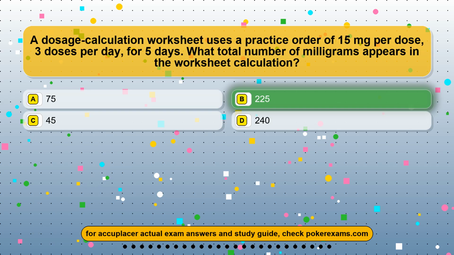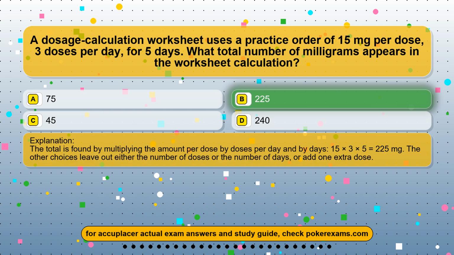The correct answer is option B, 225. The total is found by multiplying the amount per dose by doses per day and by days. 15 times 3 times 5 equals 225 milligrams. The other choices leave out either the number of doses or the number of days, or add one extra dose.